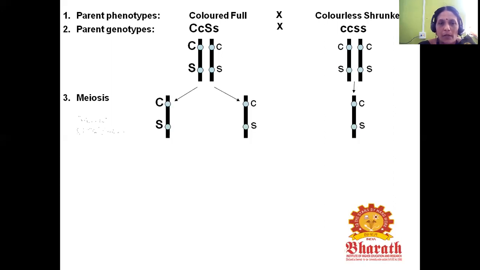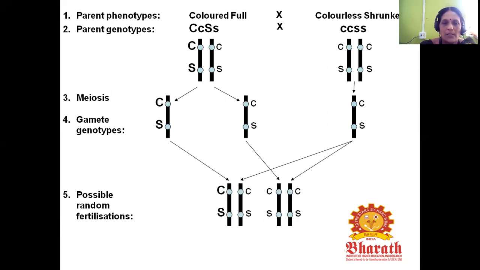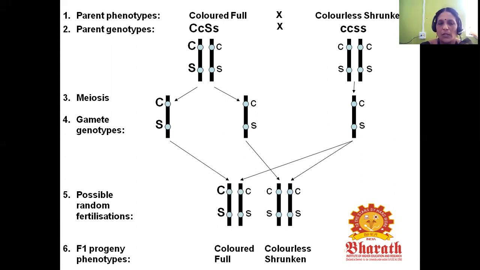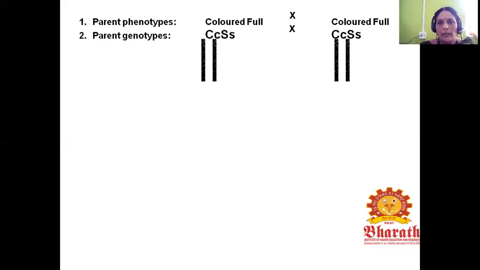So after meiosis, the gamete types are capital C, small s, then small c, small s, then small c, small s, then possible random fertilization. You get capital C, capital S, small s, small s. So the F1 progeny phenotype is colored full as well as colorless shrunken, in a 1:1 ratio.